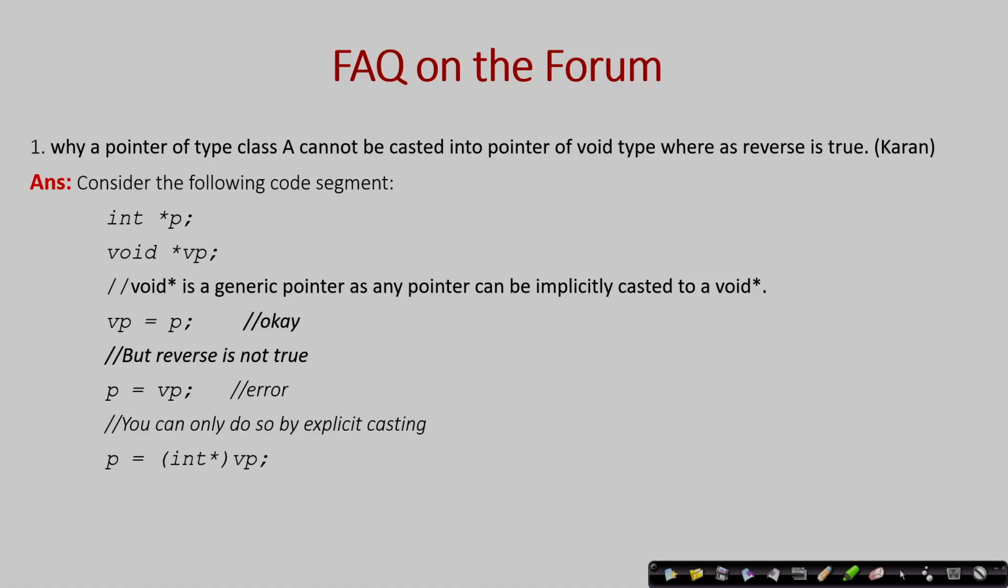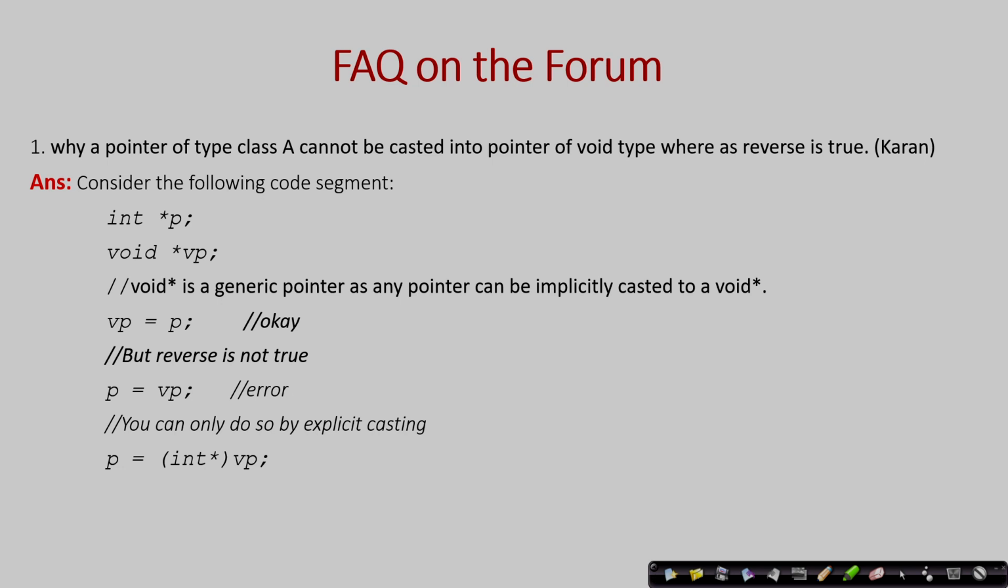So, this question came on the forum as a frequently asked question. The representative one is from Karan, saying why a pointer of type class A cannot be cast into a pointer of void type, whereas the reverse is true. So, let us see what is the meaning of void star, or pointer of type.